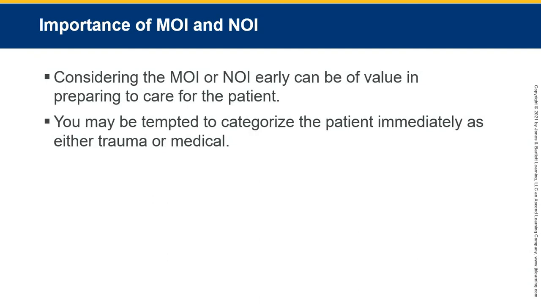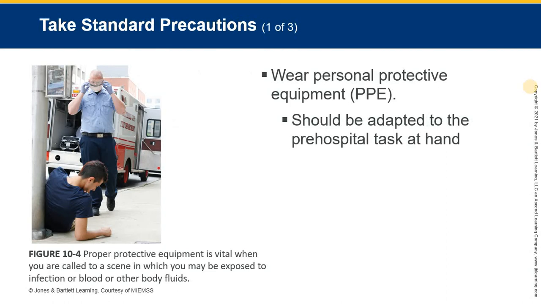These sorts of situations can be really unsafe. So consider your MOI or NOI early on in the call. This starts before you get dispatched. It starts with what the dispatcher tells you, and it can really help you out in caring for the patient. But like I said before, don't get tunnel vision and throw out, oh, well, this person was in a car wreck, it can't be a medical problem, like their blood sugar is low. You always have to think about these things and what could have caused the accident.